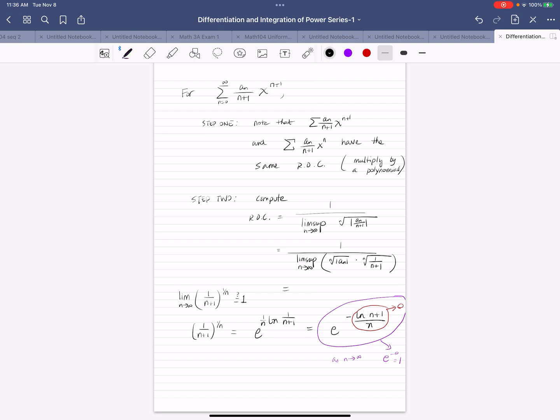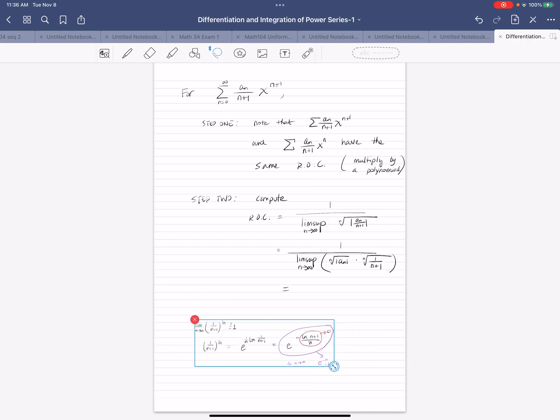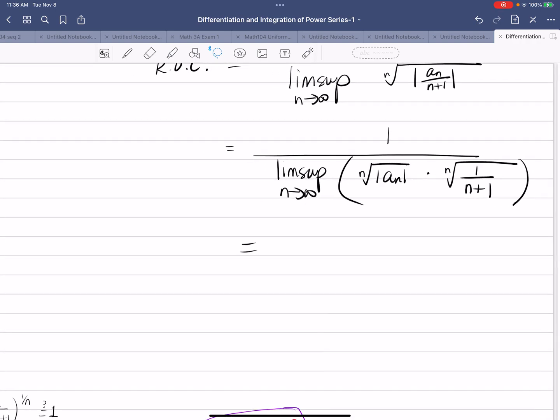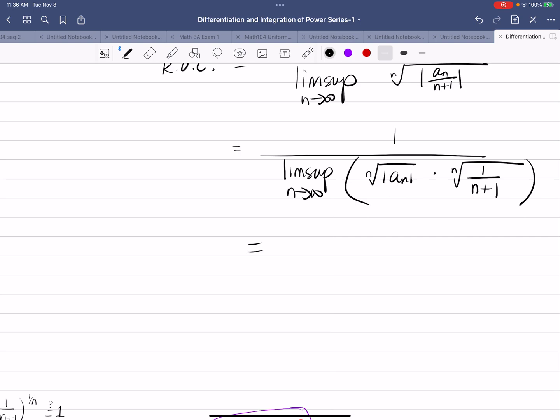So this will be the same as the radius of convergence for our original power series. Wait, sorry.